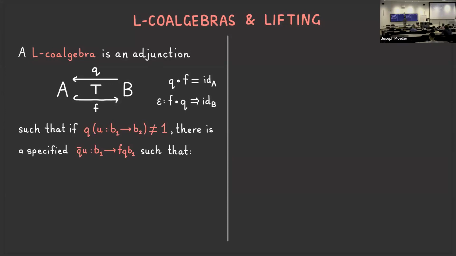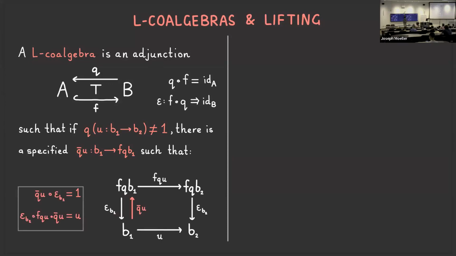But it's going to have extra structure. And what this extra structure is going to be is that if when we apply the right adjoint to a morphism in B, we get something that's not an identity morphism, we're going to ask that there exists an extra morphism from B of 1 to FQ of B of 1. It's going to satisfy some axioms.